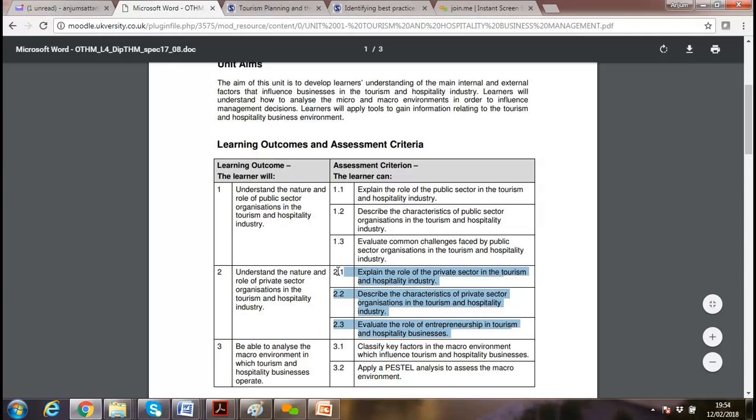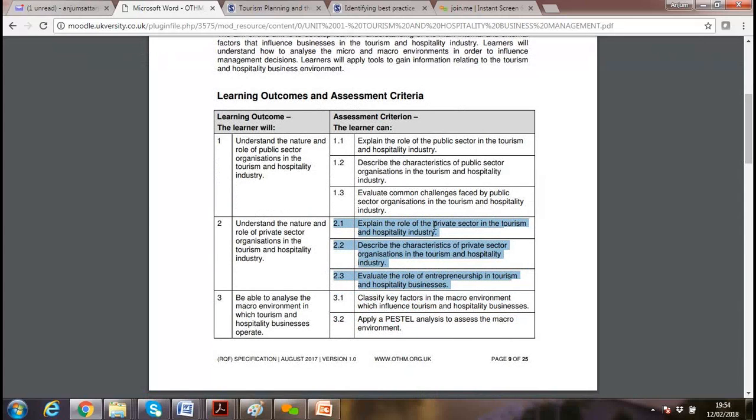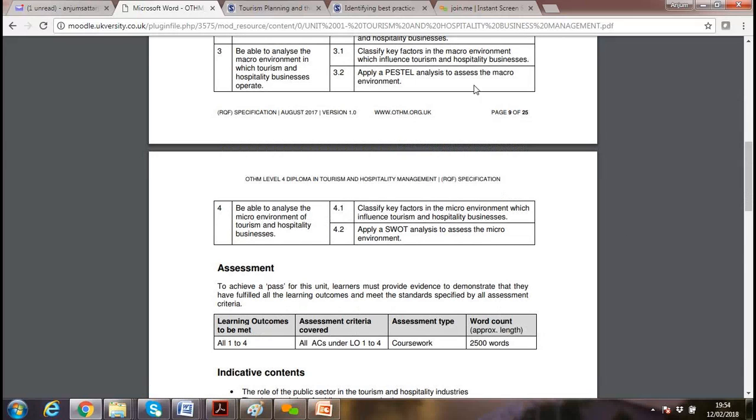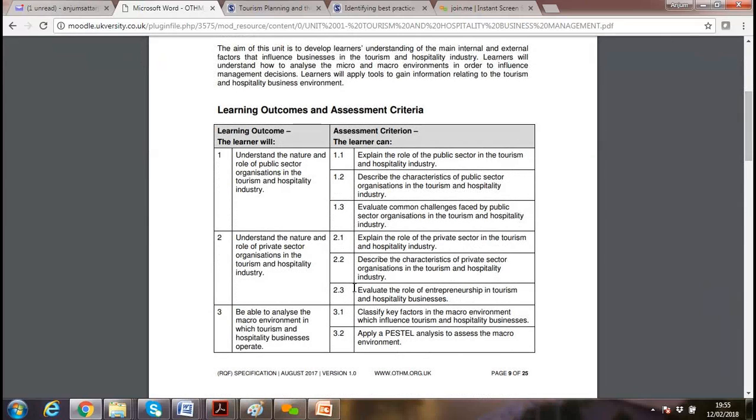We already discussed public limited and private limited companies under finance as well, and partnership and sole trader. So that gives us a lot of information. We also already discussed the micro environment and PESTLE analysis, even LO3. So during our next lesson, we'll recap half of LO1 again, and LO2 we'll complete during our next lesson.